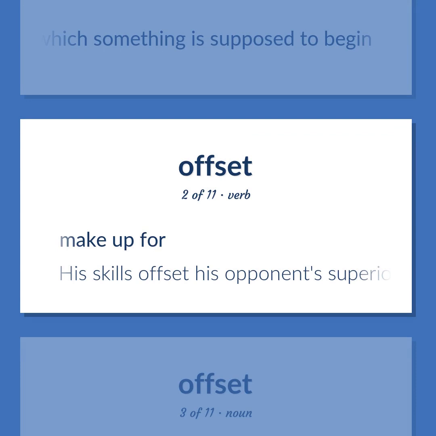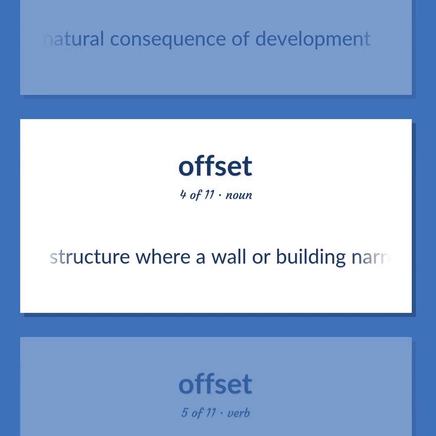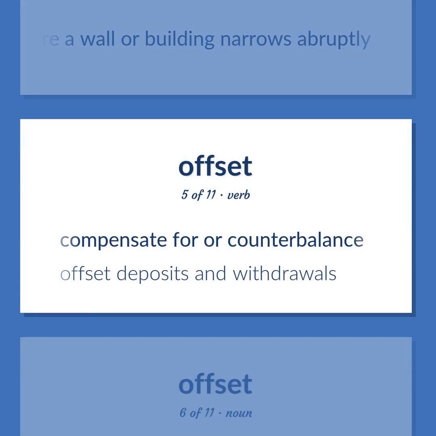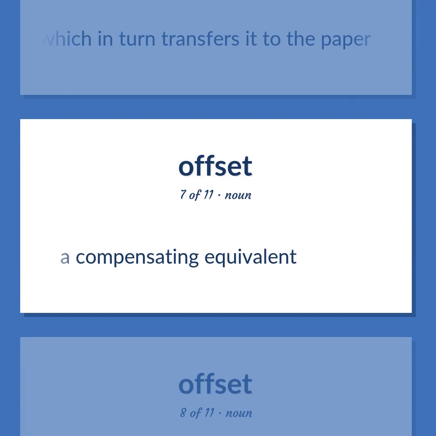Make up for. His skills offset his opponent's superior strength. A natural consequence of development. Structure where a wall or building narrows abruptly. Compensate for or counterbalance. Offset deposits and withdrawals. A plate makes an inked impression on a rubber blanketed cylinder, which in turn transfers it to the paper. A compensating equivalent.